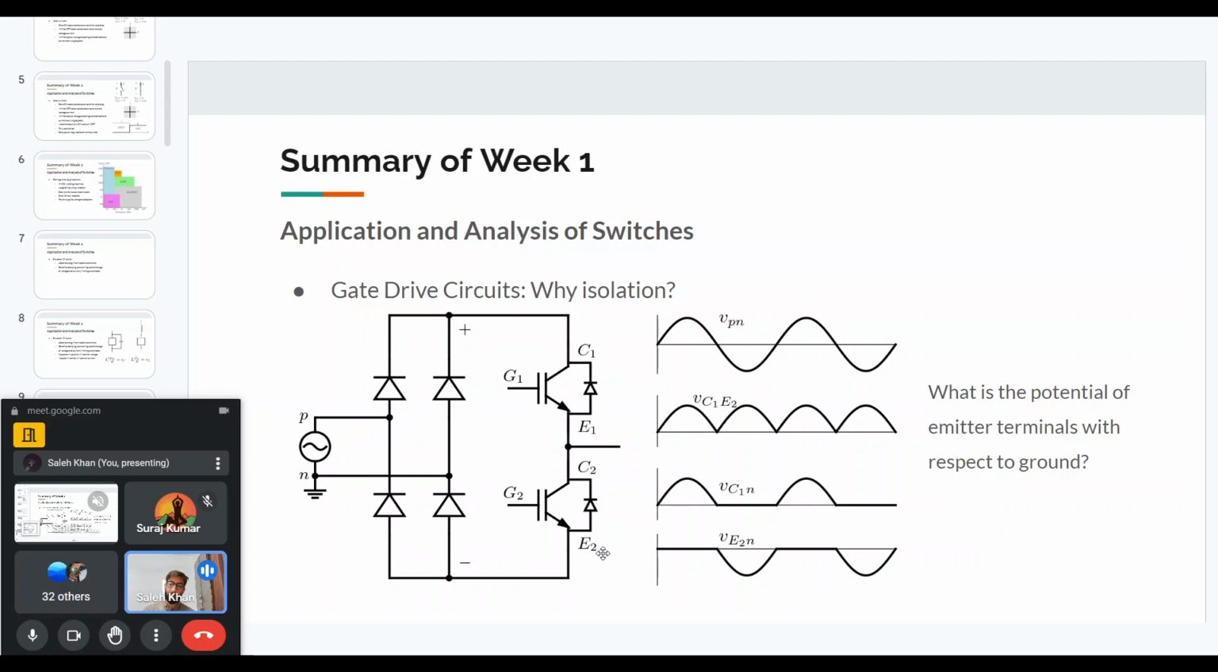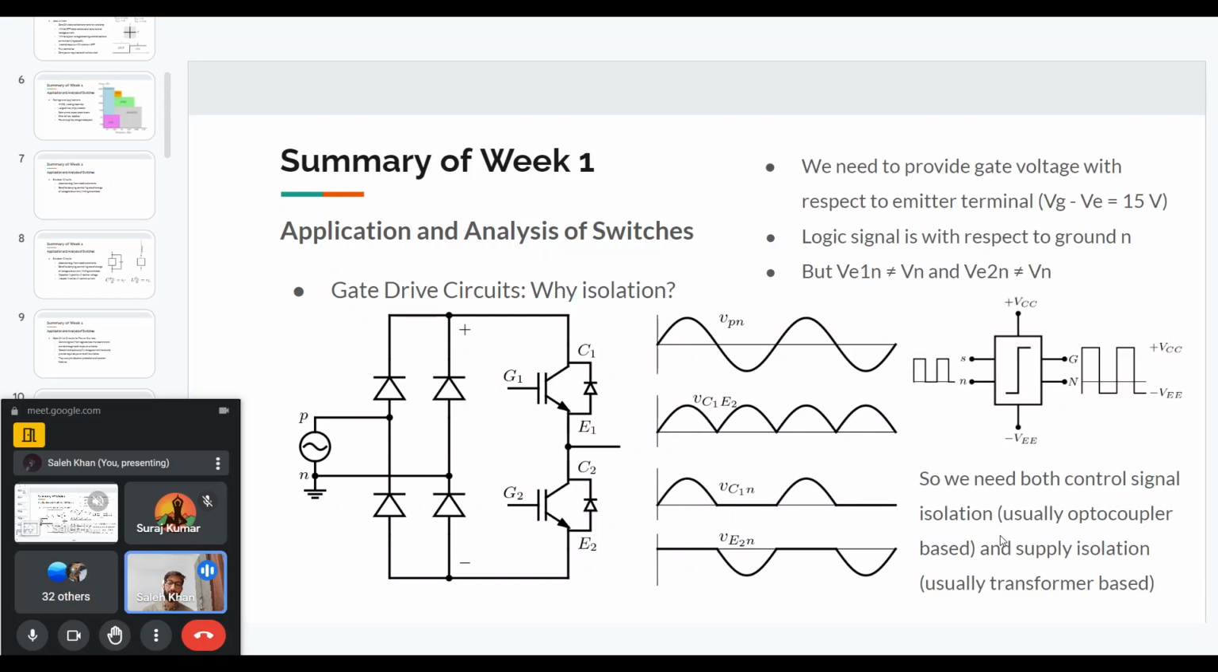Similarly, you can find out the voltage of this E2 terminal with respect to the ground, and it will be sometimes 0, sometimes it will be negative. So if we want to now drive these two circuits, the G1 and G2 voltages should be with respect to their respective emitters. So for example, in the lower IGBT, G2 voltage should be with respect to this negative voltage in the negative half cycle. However, what is the case?